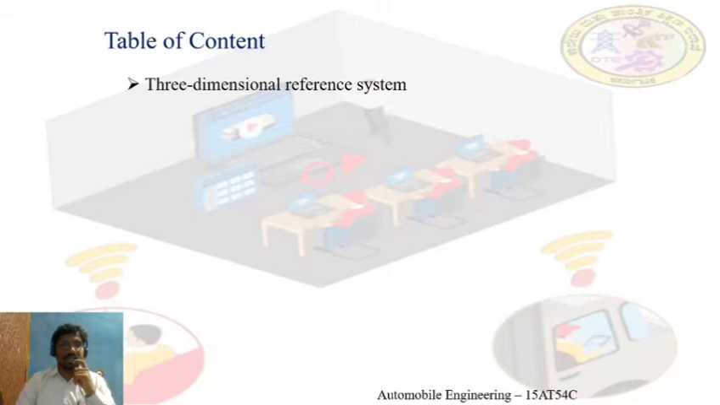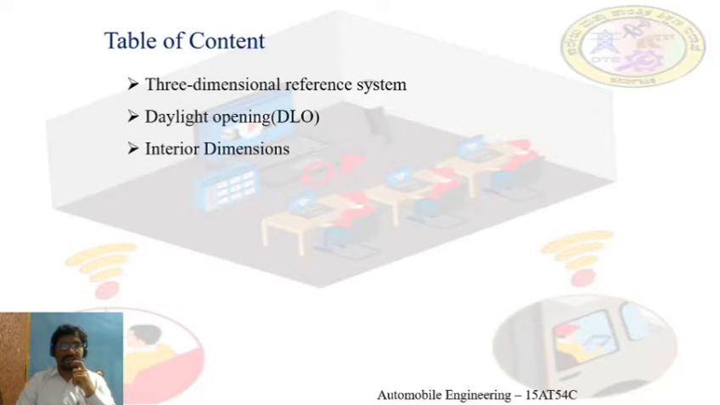First of all, the three-dimensional reference systems, where we need to define the reference systems to measure all the dimensions of the vehicle body. Then the second one is the daylight opening, what you call DLO. The daylight opening is nothing but the area available in the vehicle body which is covered with glass, so that it can let sunlight into the driver's cabin or passenger cabin.